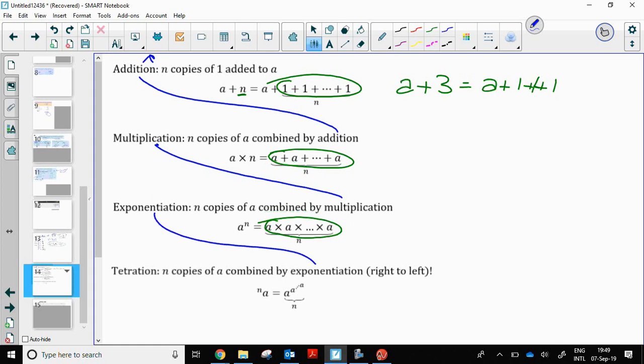So this is something called tetration, which is when we raise a to the power of itself, so a to the power of a to the power of a to the power of a, and so on. How many a's are going to be involved in this little tower here? n of them. And this is pretty wild. This gets us incredibly large numbers very, very fast.